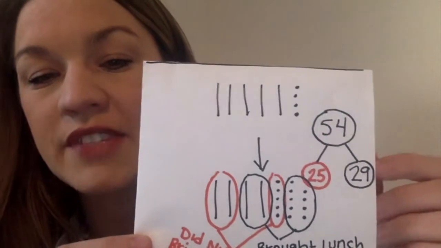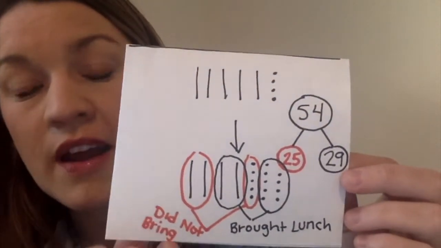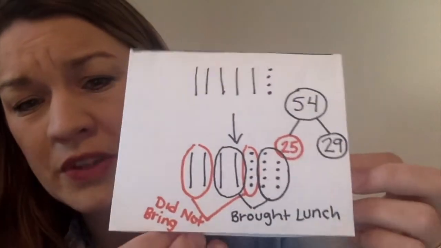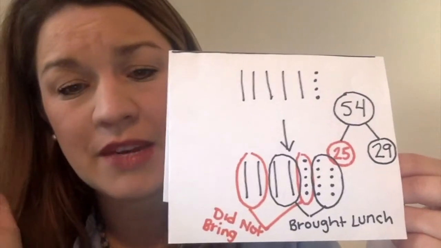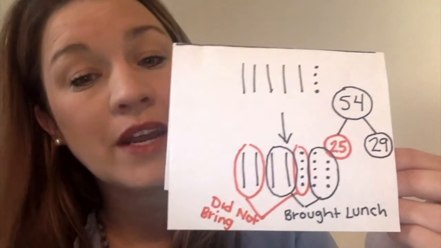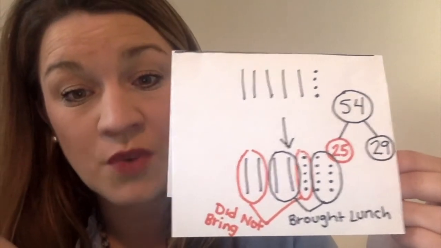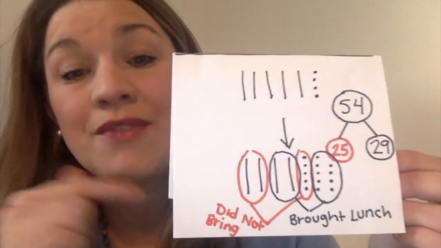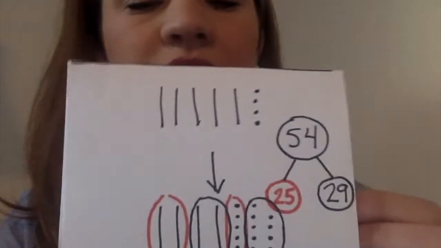Okay, so here's what the little girl did. She started with 5 tens and 4 ones to represent 54. Then she realized that when she wanted to pull the 29 away to represent how many students brought their lunch, she needed to decompose one of her tens. So she regrouped the number from 5 tens and 4 ones to 4 tens and 14 ones. So here's a picture of what she did.